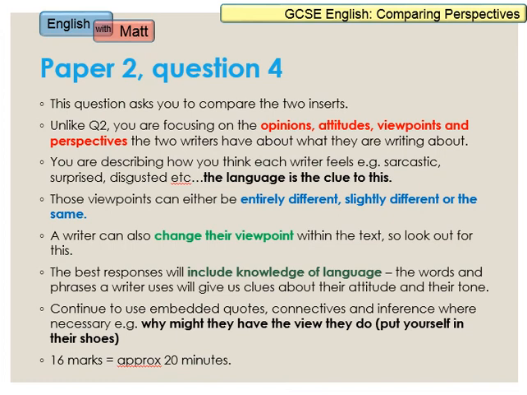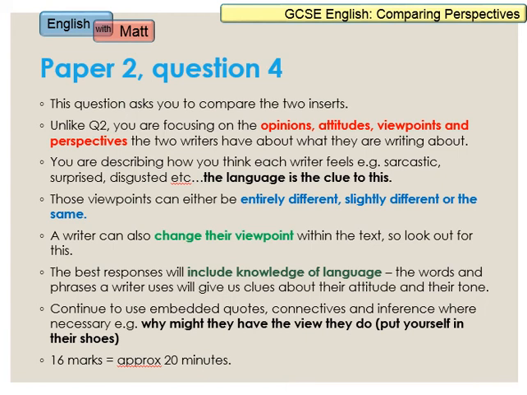So in summary then, paper 2 question 4, obviously paper 2 comparison, you're being asked to look at two inserts and therefore there's going to be a comparison element to it. Opinions, attitudes, viewpoints and perspectives are the main words to be using for this question. The language is going to be the clue to that. So they're not in the room with us, these writers. They cannot tell us verbally what they think. So their language is going to naturally reflect what they think.